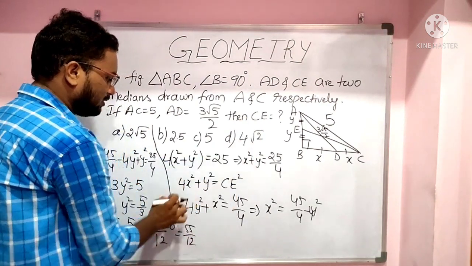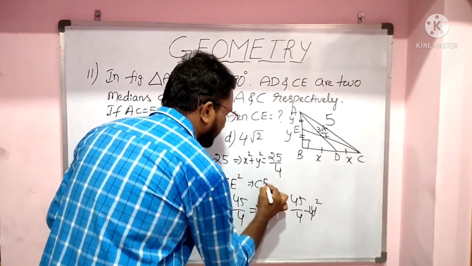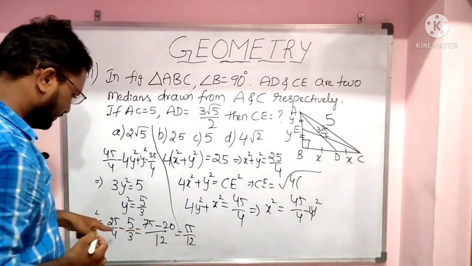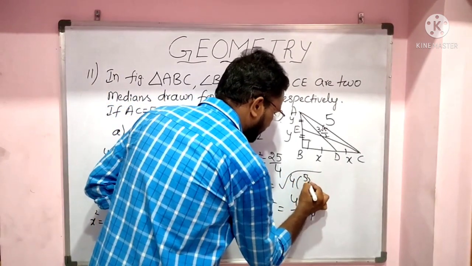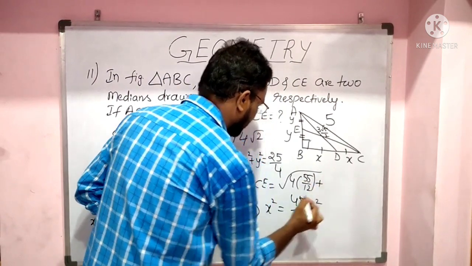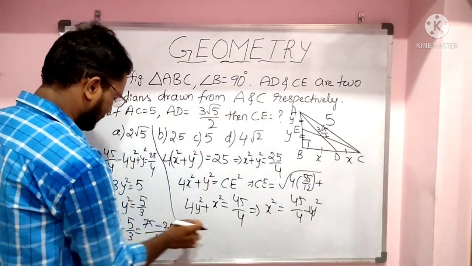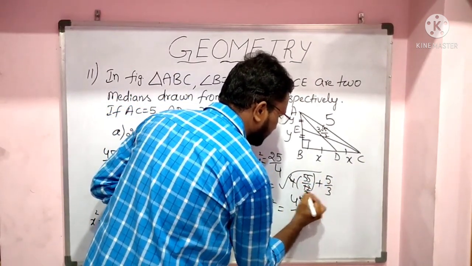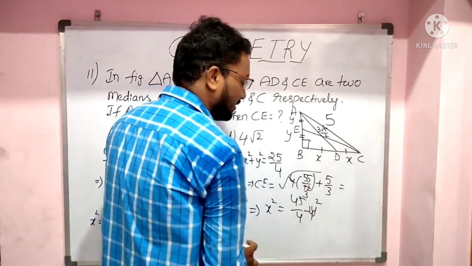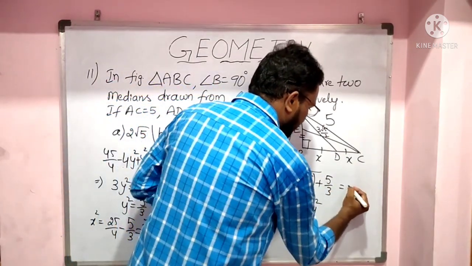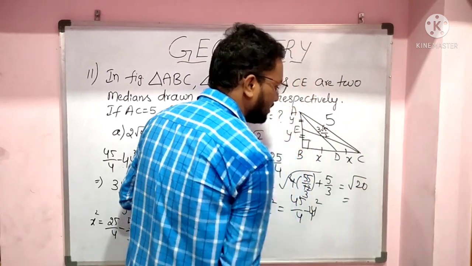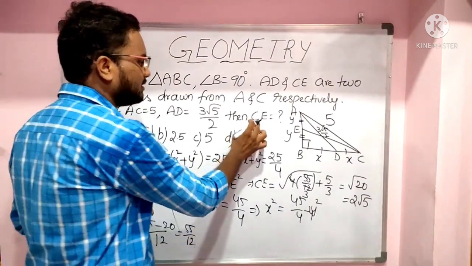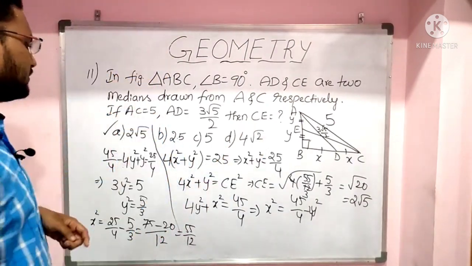CE equal to square root of 4x square plus y square. 4 into x square value 55 by 12 plus y square value 5 by 3. So 55 plus 5 is 60, 60 by 3 is 20. So square root of 20, which means 2 root 5. So the value of CE is 2 root 5.